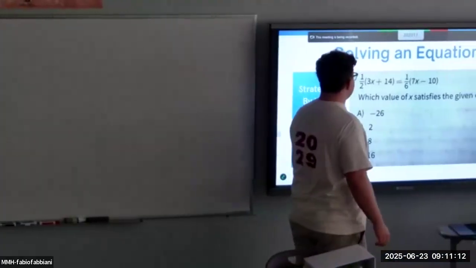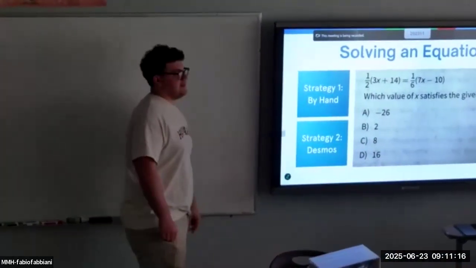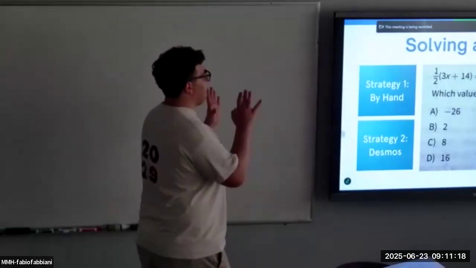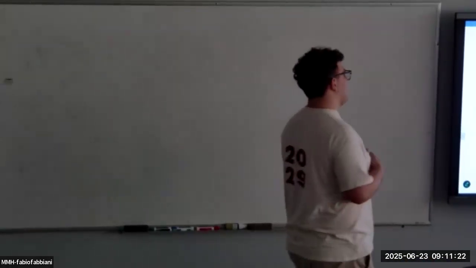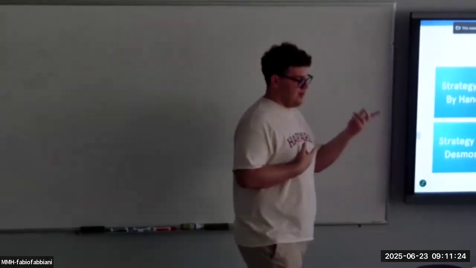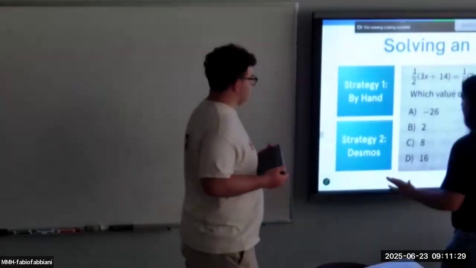So you can see 1/2 (3x plus 14) equals 1/6 (7x minus 10), right? Simple equation. So we have two options. The first option is that we can solve by hand. So Tony, do you want to solve it by hand? Sure, I'll just do it here.